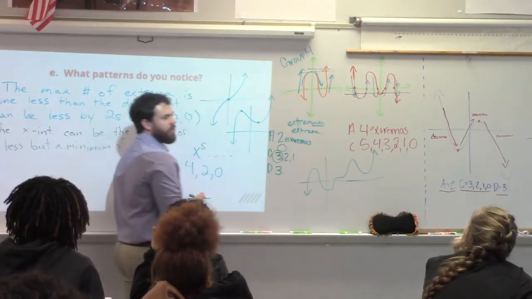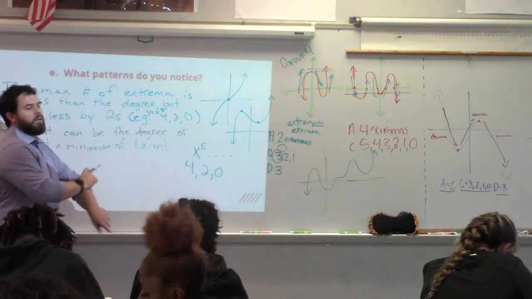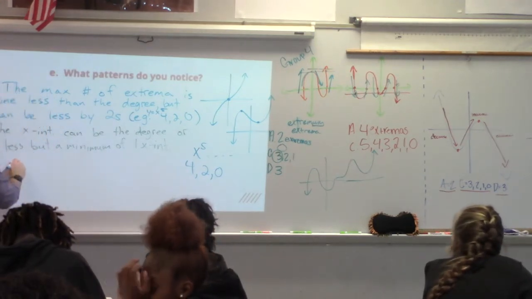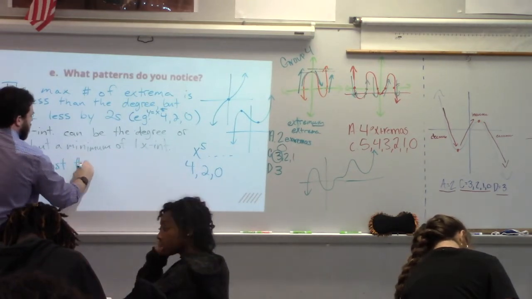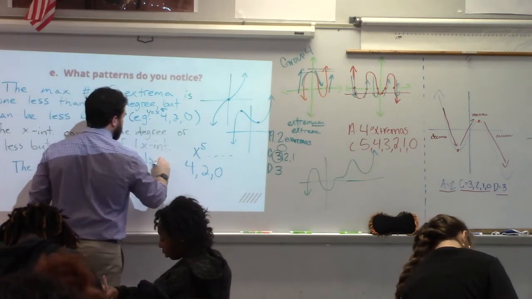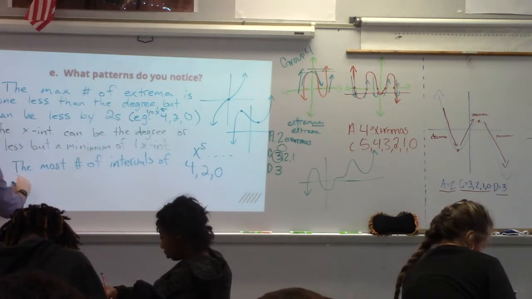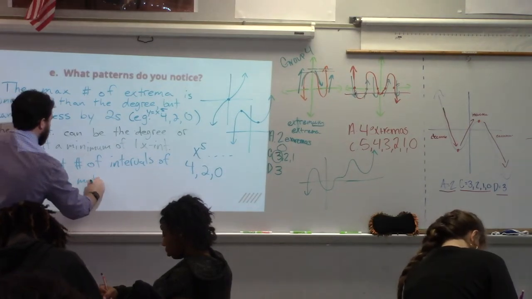And what determines how many zeros we have? Degree. The degree. Does that make sense? So what we want to note here is the most number of intervals of increase and decrease matches the degree.